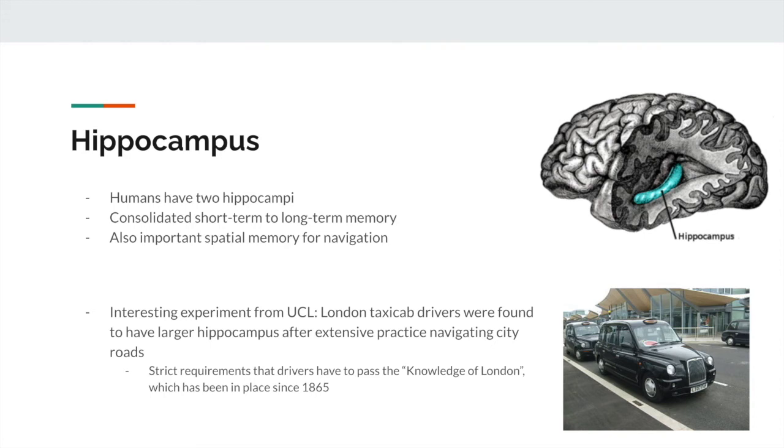And so these researchers from University College London, which is very well known for their neuroscience programs, went and scanned the brains of many different taxi cab drivers, and they found that the taxi cab drivers who had practiced for this exam and passed and had been driving on the streets for several years actually had a larger hippocampus compared to the normal person. And so this shows the key role that the hippocampus plays in navigation.